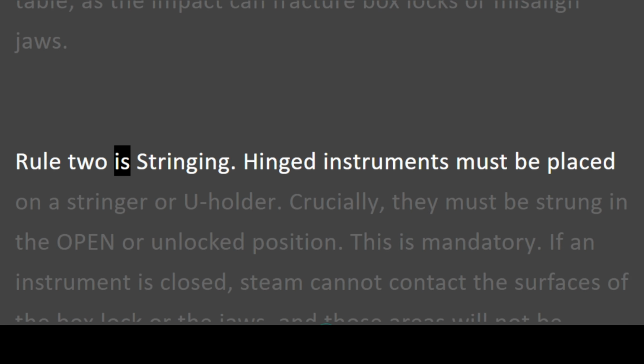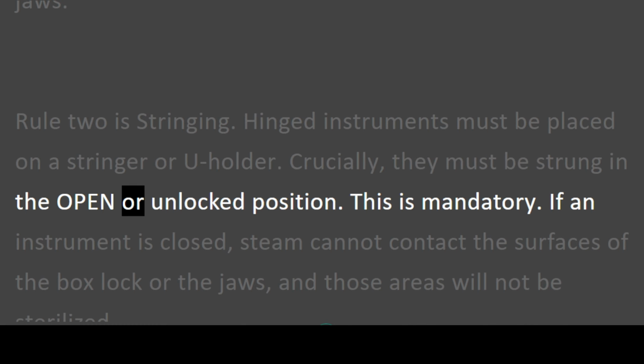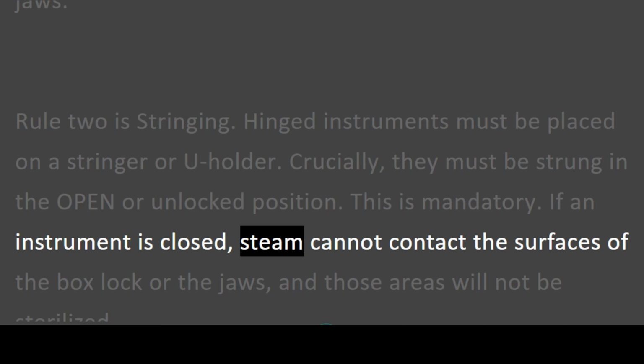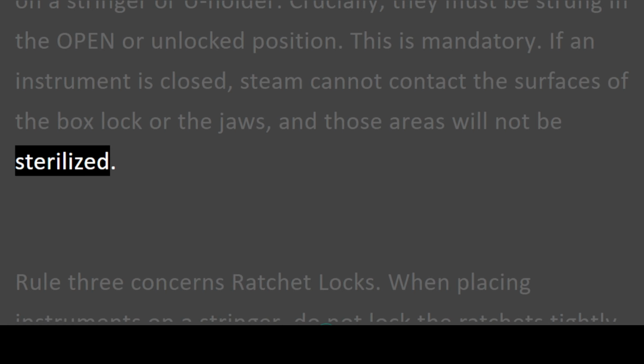Rule 2 is stringing. Hinged instruments must be placed on a stringer or U-holder. Crucially, they must be strung in the open or unlocked position. This is mandatory. If an instrument is closed, steam cannot contact the surfaces of the box lock or the jaws, and those areas will not be sterilized.